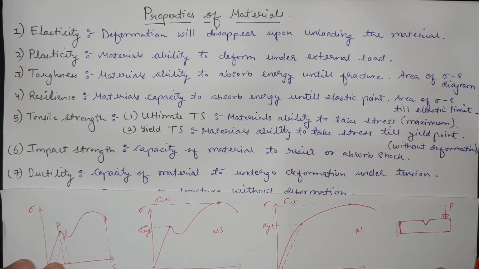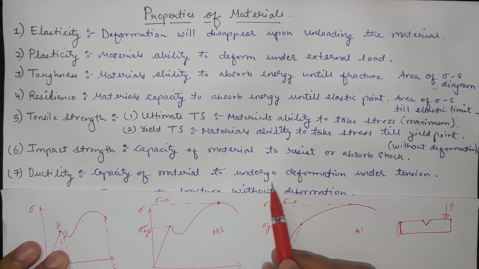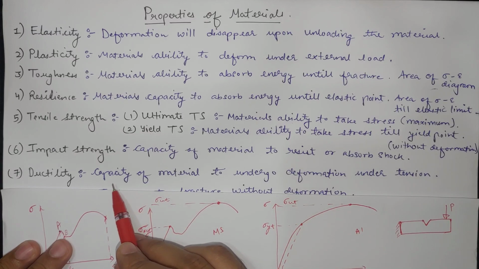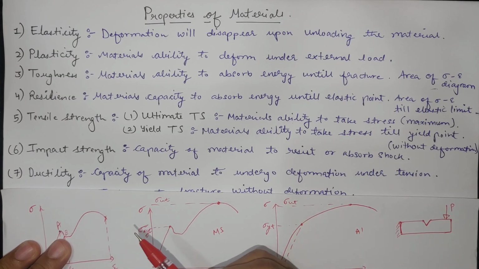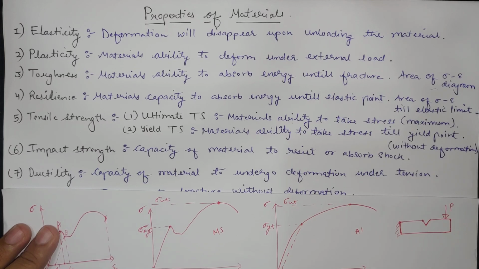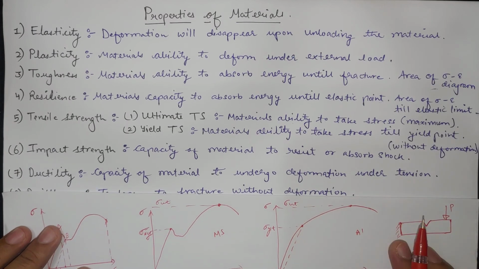So ductility is like the capacity of the material to undergo deformation under tension. So whenever we deform the material in tension, how much it can deform till it breaks, or in a wire drawing operation, how much wire we can draw, how much smaller diameter or up to how much length we can draw the wire is known as the capacity of the material to undergo deformation, and the property due to which it happens is called ductility.